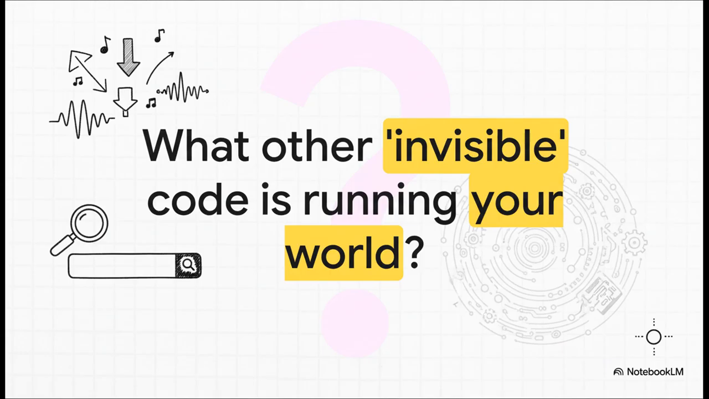So the next time you sort a playlist or you filter a search result, you'll know about the elegant, invisible dance of logic that's happening in just a fraction of a second. It kind of makes you wonder, right? Sorting is just one piece of this giant puzzle. What other invisible code is out there, quietly running your world right now?